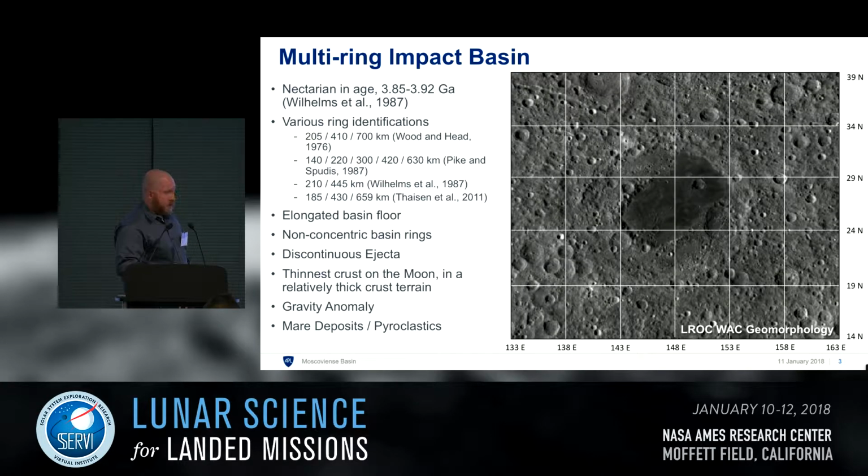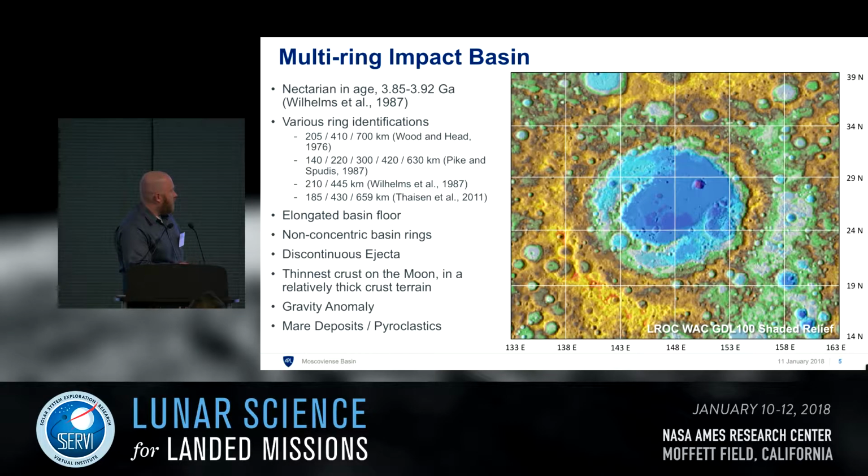All right, multi-ring impact basin. It's Nectarian in age, about 3.9 billion years old. In the stratigraphy of basins, it's the 7th youngest basin, and very isolated from most of the other basins of similar age. The rings have been kind of an enigma over the years. There's been a number of folks that have mapped out the rings, and most people get different values. The floor here, especially with the Mare fill, is this very elongated shape. Some people have referred to it as a kind of rectangle shape that's slanted. Has non-concentric rings.